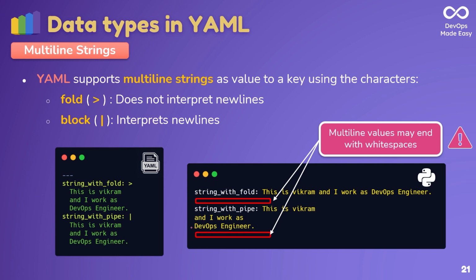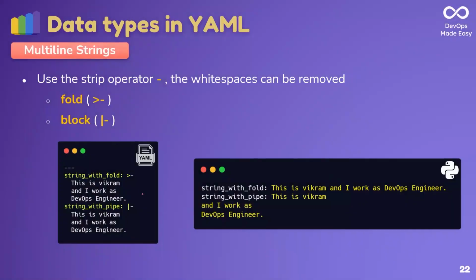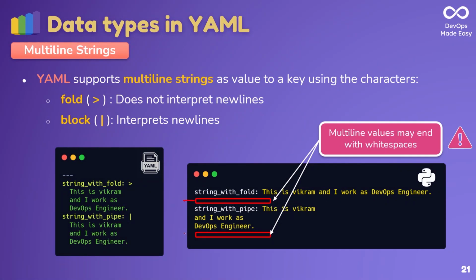There is a way of deleting these white spaces. It is simply putting a hyphen right after that character. So you should not put the fold or block character, some space, and then a hyphen. They have to be side by side, like this. Once you do this, after printing this key value pair there won't be any white spaces or new lines. If you go back to the previous one, you can see that there is a new line printed.